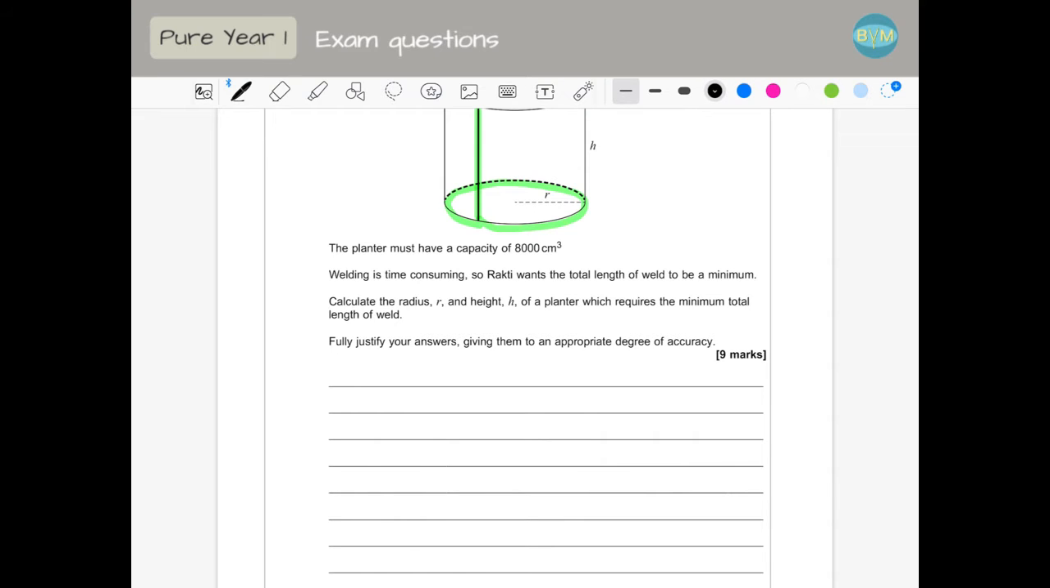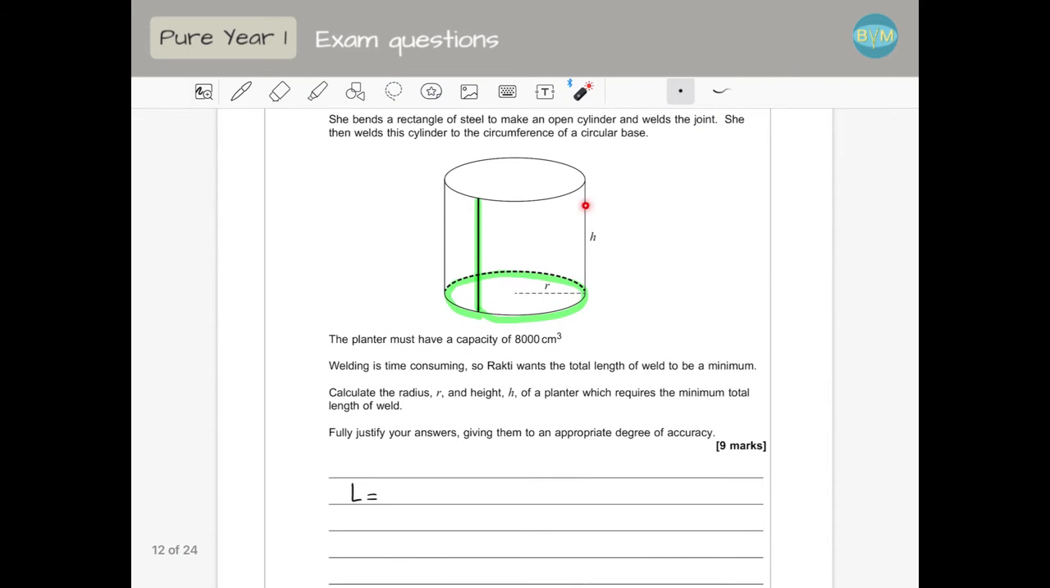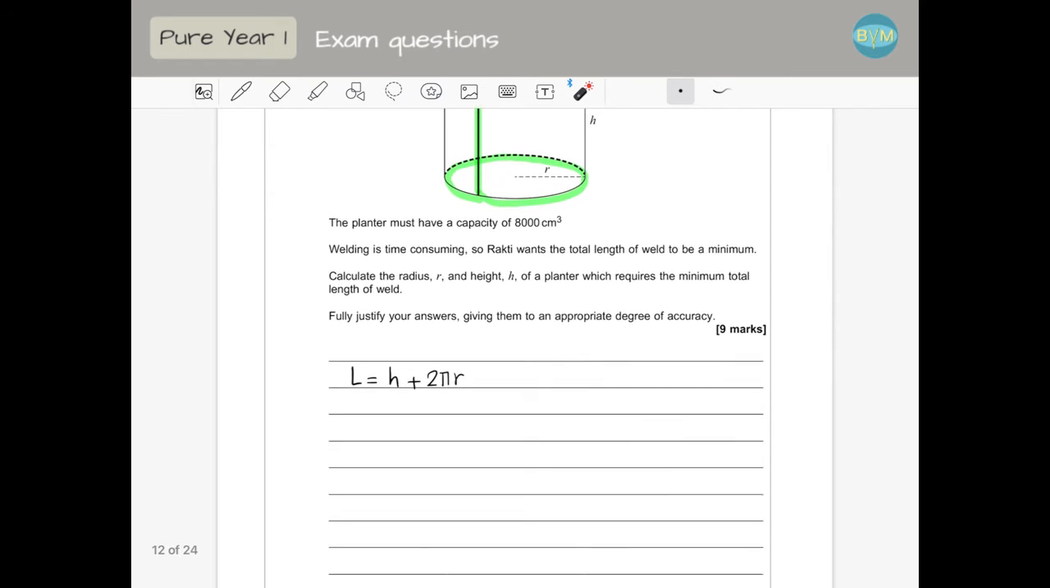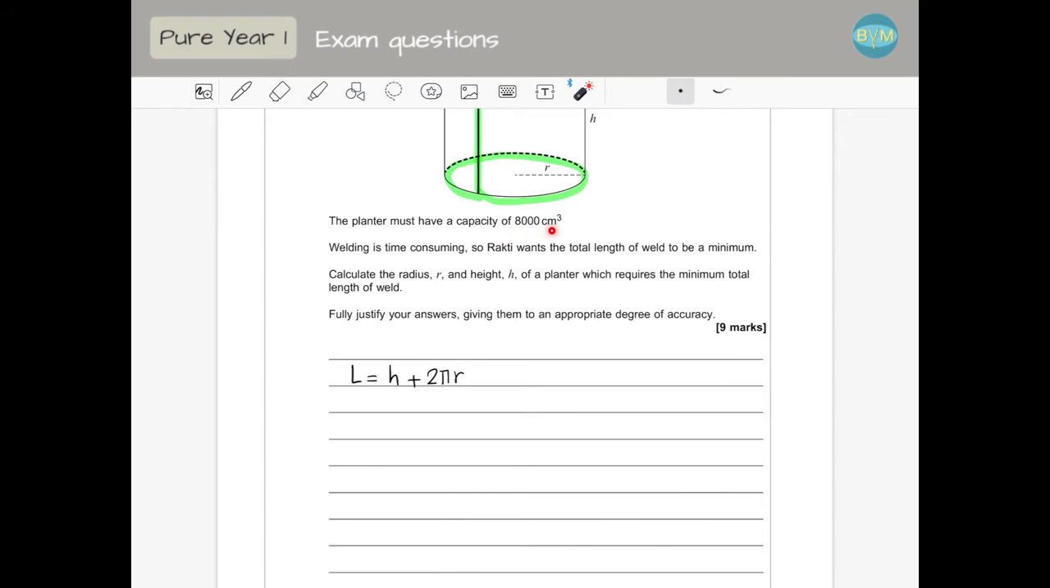So we are going to find that length, and we are going to make it minimum by differentiating. That length is going to be the height of the rectangle, so h, plus the length of the circumference, which is 2 pi r, plus 2 pi r. And we need to minimize this, but it has two parameters. So we have to find a way of eliminating one of them so we can differentiate with respect to one of them. We cannot differentiate with respect to both of them. The other information that they give us is that the volume is 8,000 centimeters cubed.